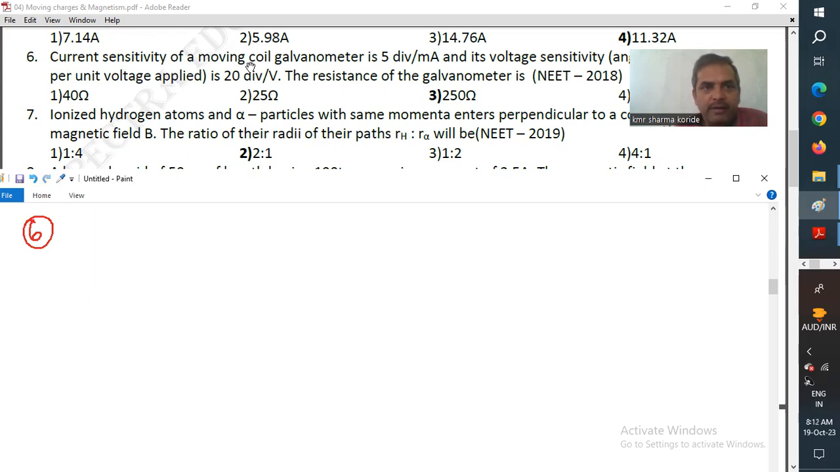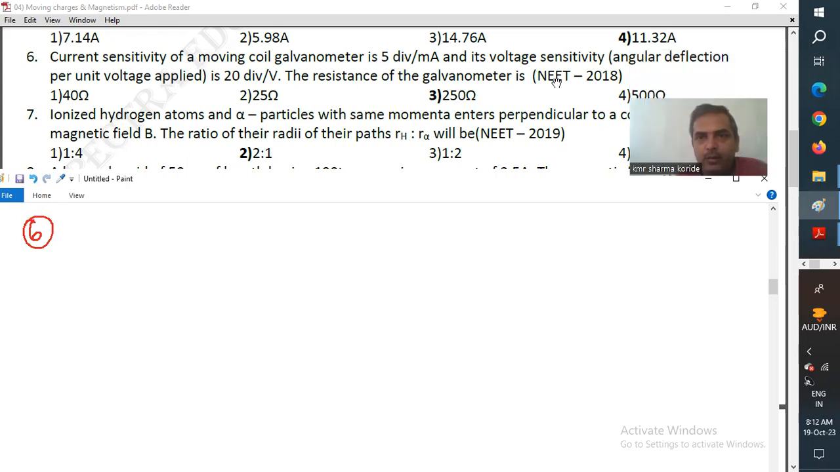The current sensitivity of a moving coil galvanometer is 5 divisions per milliampere. And its voltage sensitivity, that is angular deflection per unit voltage applied, is 20 divisions per volt. We need to find out the resistance of the galvanometer. Understand that there is a principle. It is nothing but Cθ.